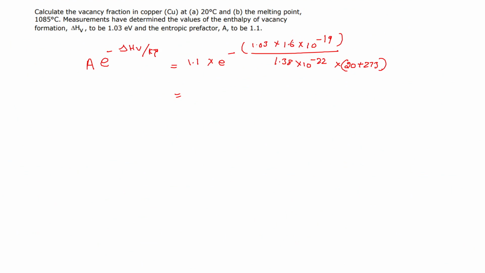To convert electron volt to normal volt, we have to multiply by the electron charge value. Okay, fine. Then here the unit will be in centimeter. That's why I use the value of K like this: 1.38 into 10 to the power minus 22.